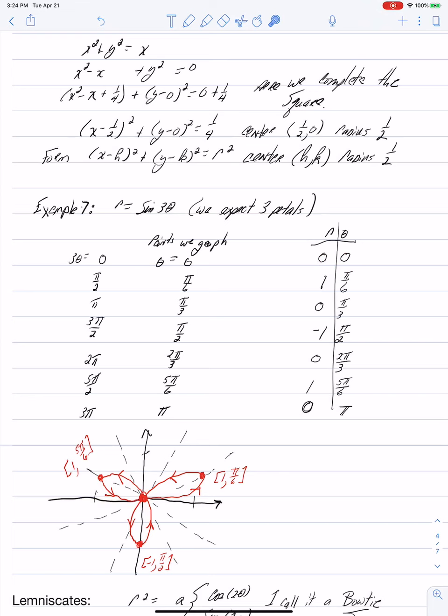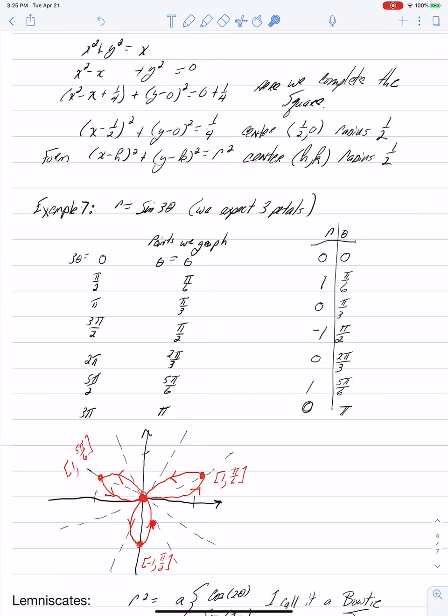First point, 0, 0, so here I am. Second point, 1, pi over 6. Well, there's my angle pi over 6, radius is 1. Third point, 0, pi over 3. Remember, anytime r is 0, I'm at the origin again. The next point is pi halves. Well, pi halves would be up here, but r is minus 1. That's how I get down there. So there's minus 1, pi halves. So I go there, there, there.